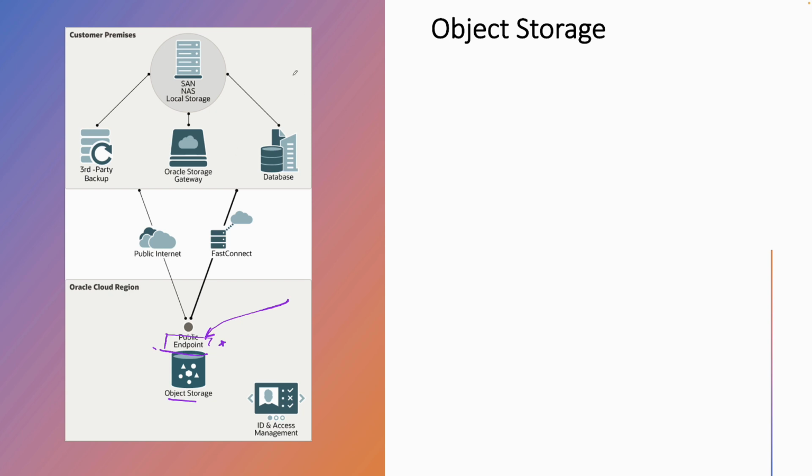So if you see here, you had a customer premise or the on-prem where you had different storages, like third-party backup. Here you're making use of the local storage. You have storage gateway. You have databases. And from here, you can just reach via the public internet into the object storage, or you could even access it through FastConnect as well. So another name for object storage is internet scale storage. Always remember, sometimes this question comes up: which is the internet scale storage, and you have to choose object storage, right? So let's take a look.